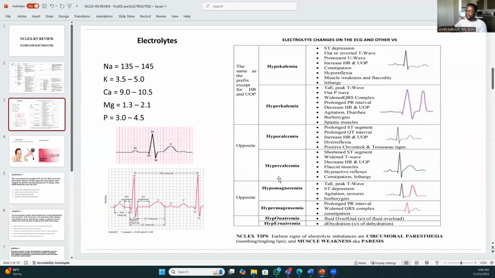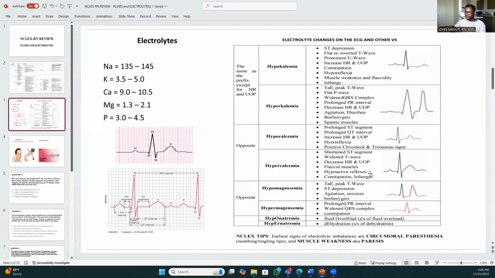Now, if we have high calcium, hypercalcemia, everything is low. So you have a shortened ST segment. Here it is prolonged, here it is shorter. And the T wave is widened. You see, hypoactive reflexes, constipation, everything is low.